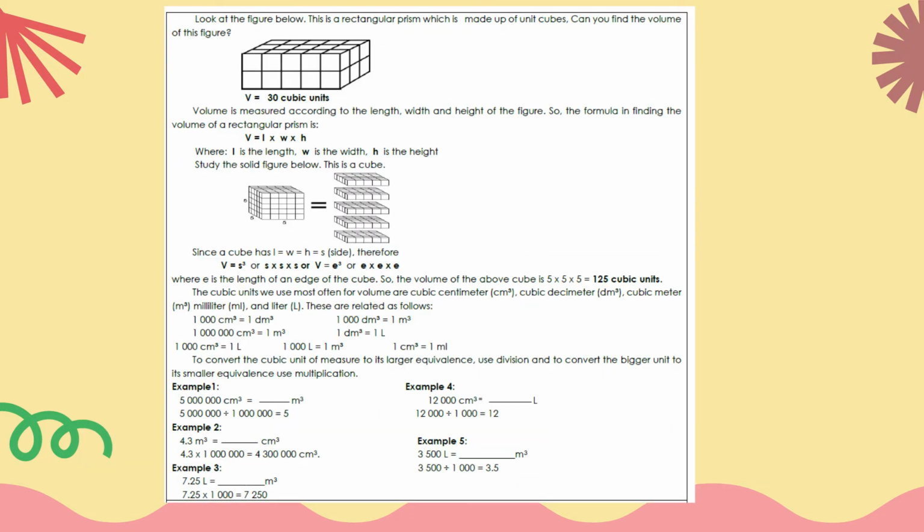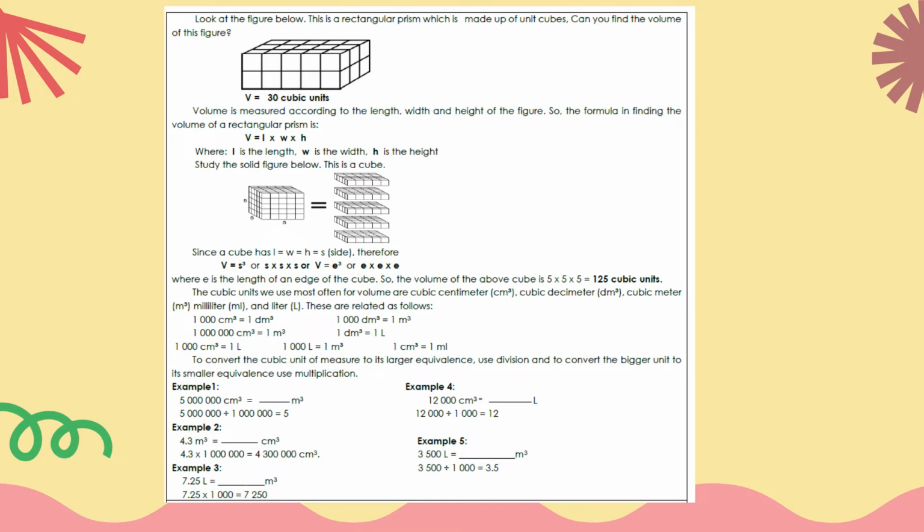Look at the figure below. This is a rectangular prism which is made up of unit cubes. Can you find the volume of this figure? The volume is measured according to the length, width, and height of the figure. So the formula in finding the volume of a rectangular prism is V is equal to L times W times H, where L stands for length, W stands for width, H stands for height.